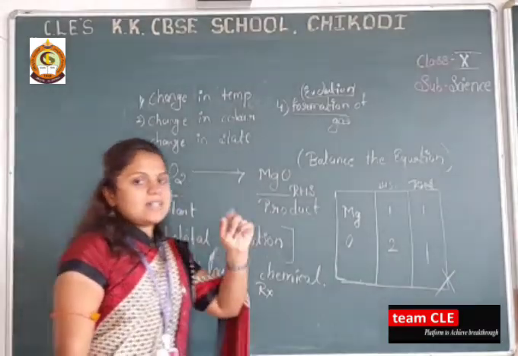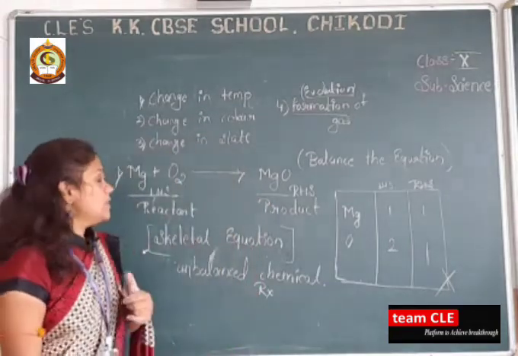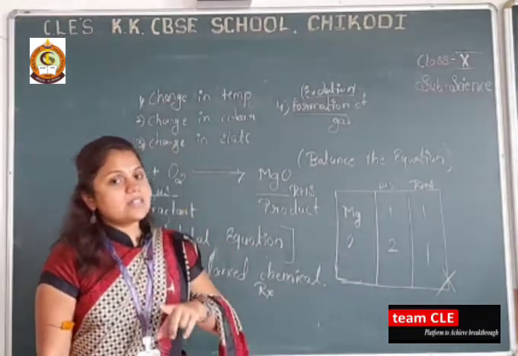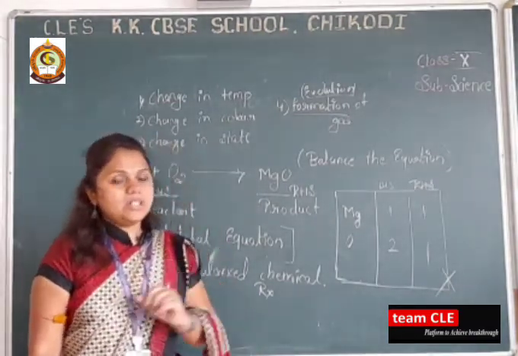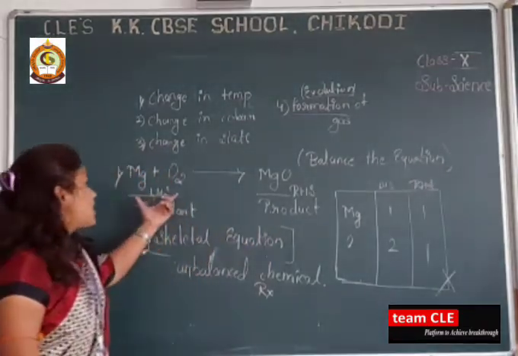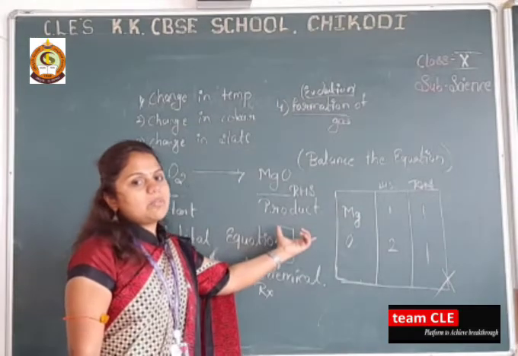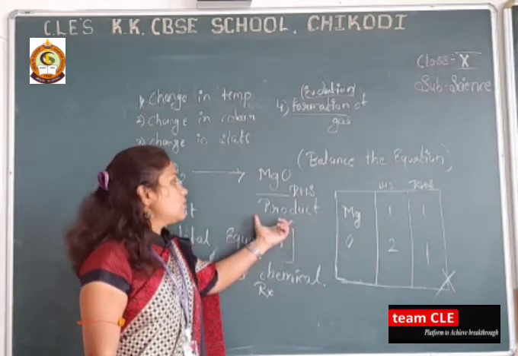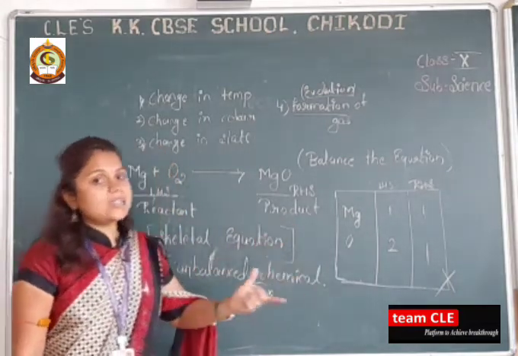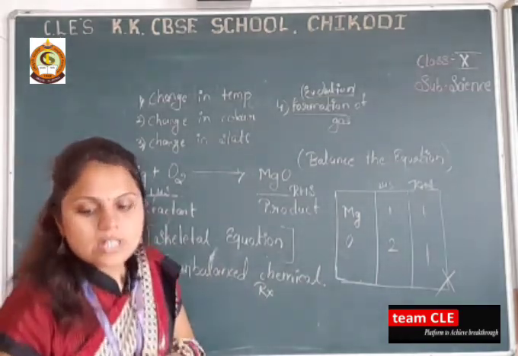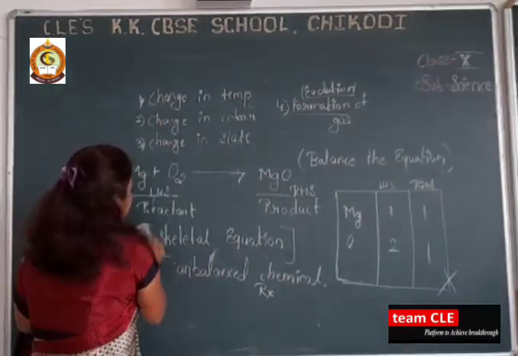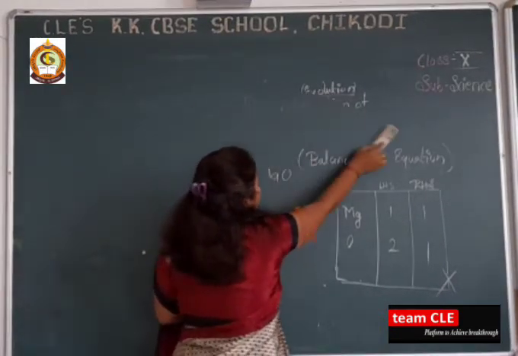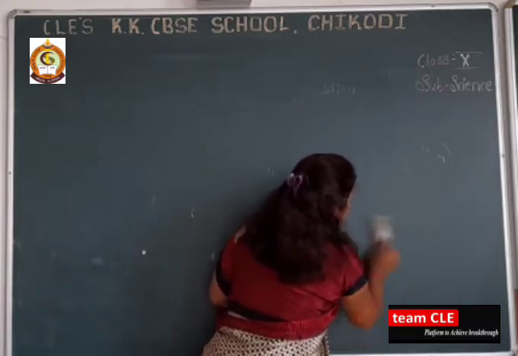Because recall the 9th standard concept, what we learned there about the conservation of mass, that mass can neither be produced nor be destroyed. So the mass of the reactants is not equal to the mass of the product in this form. That's why we have to go for balancing the chemical equation. Just recall that mass can neither be produced nor be destroyed.